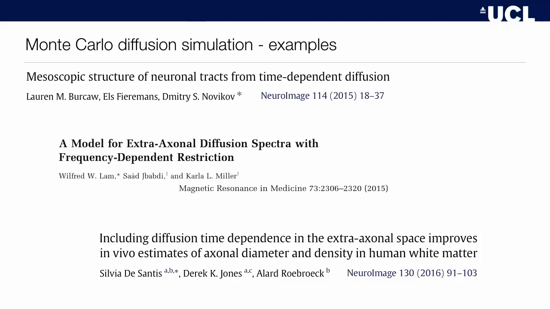One more example here, looking at something very topical in the last few years: the time dependence of the extracellular diffusion. There's a series of papers published in the last year or two looking at how that dependence is important for, say, axon diameter estimation, such as the top one, these two NeuroImage papers, as well as looking at whether we can measure this time dependency using MRI, such as using frequency-dependent spectrum analysis. And so in all these cases, diffusion simulators played a key role.